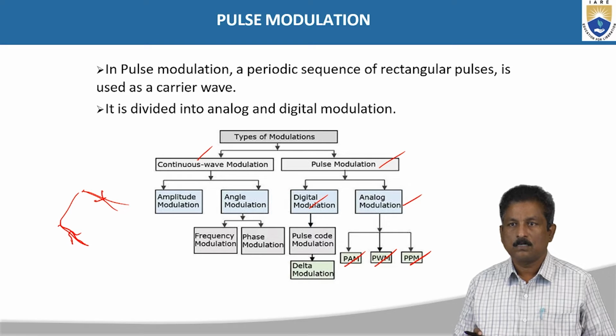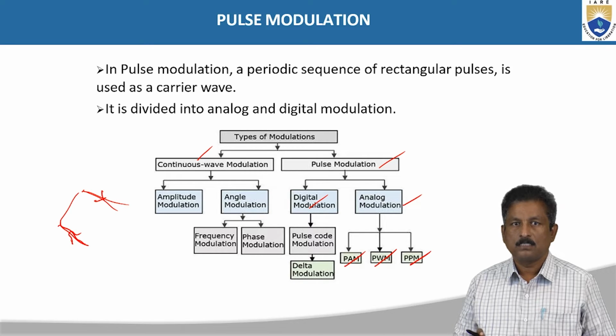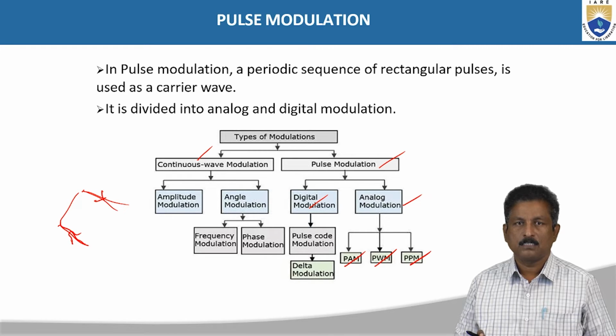So here also we are going to consider the three basic parameters, that is amplitude, width and position. Based on the variation of the concerned parameter, we are going to have the concerned modulation. So that is pulse amplitude modulation, pulse width modulation, pulse position modulation.